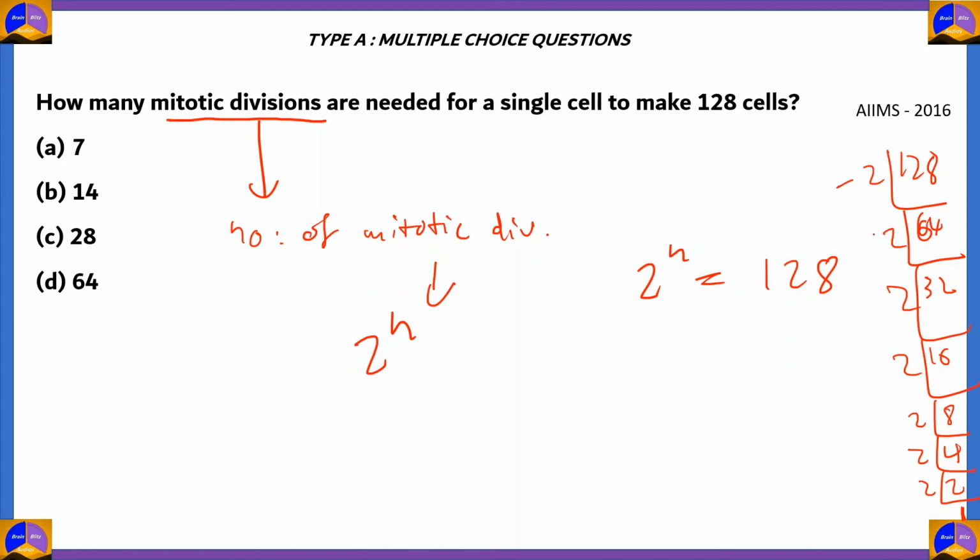Over here, you find that there is 1, 2, 3, 4, 5, 6, 7. So 128 is 2 times 2 times 2 times 2 times 2 times 2 times 2, which is basically 2 raised to 7. So 2 raised to n is equal to 2 raised to 7. So therefore, the exponent has to be equal. So n is equal to 7, where n is the number of divisions that take place. So mitotic divisions needed for a single cell to make 128 cells is option A, 7. So you need 7 mitotic divisions in order to make 128 cells.